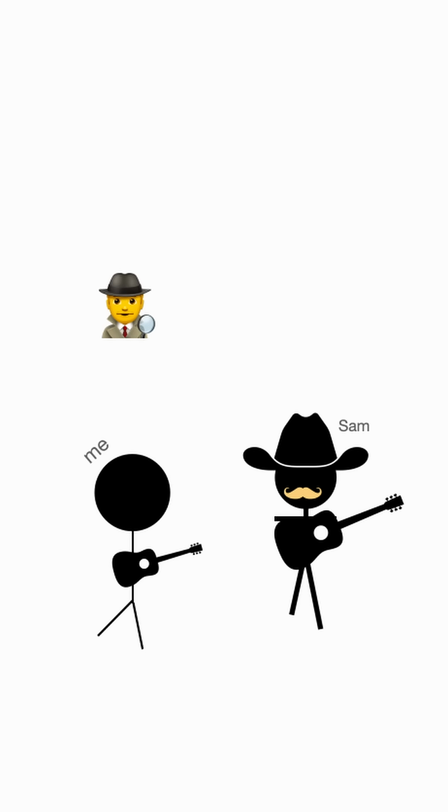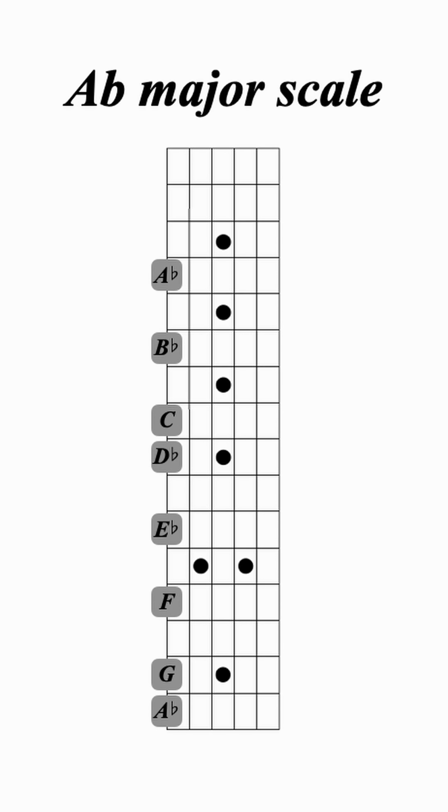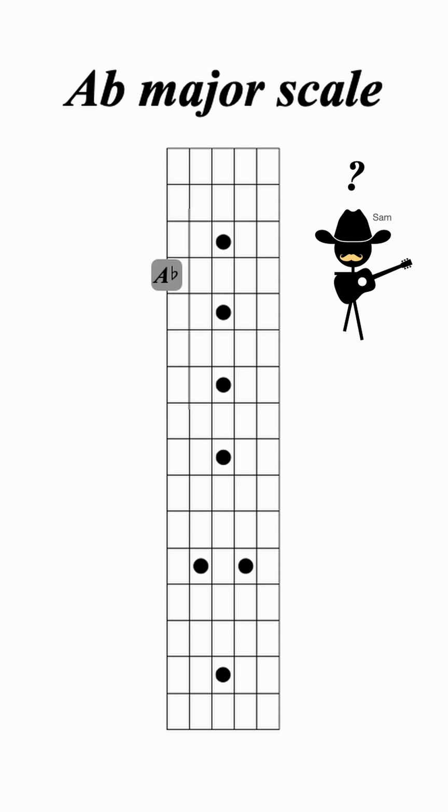Okay, crunch time. I asked Sam, can you figure out the notes of an A-flat major chord? So he said, okay, I'll start by playing the A-flat major scale. Then I'll pick out the root, the 3rd, and the 5th of the scale. So what notes are they? I've got A-flat, C, and E-flat.